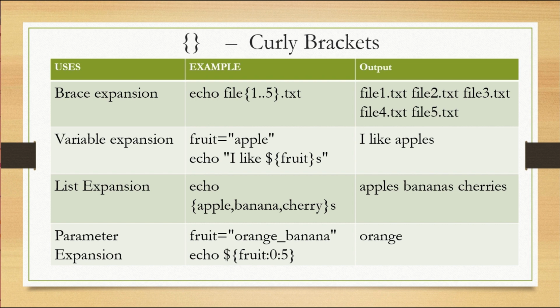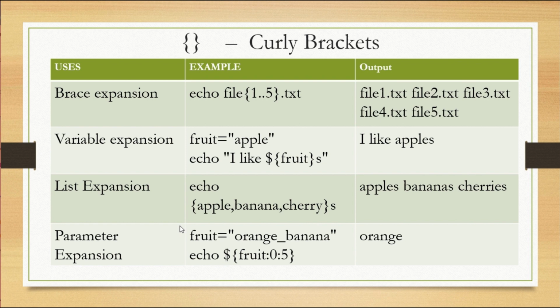The third type of the expansion is called the list expansion. In this case, you are given a list of fruits, and then you want to add an s to every fruit in the list. So you are going to add an s at the end. When you echo the output of this, it is going to output apples, bananas, and cherries.